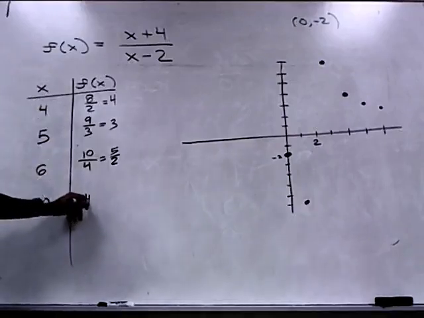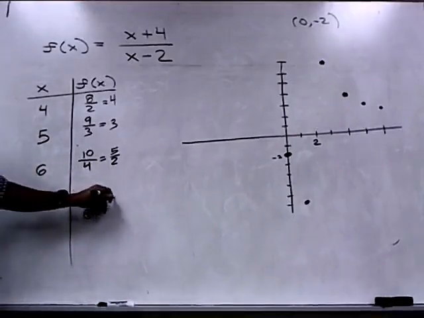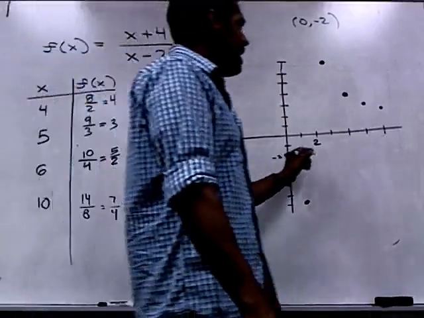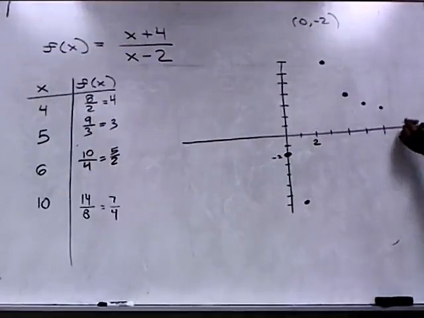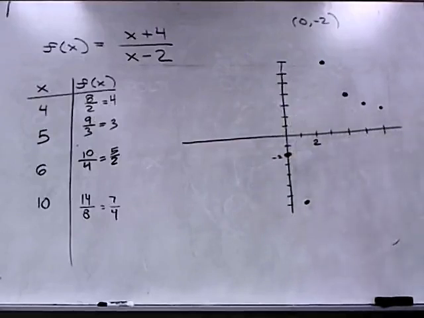14 over 8. What's 14 divided by 8? Well, that's the same as 7 over 4. So if you get on your calculator and do 7 over 4, you get 1.75. Is that right? 1.75. So if I'm way out here at 10, I'm only at 1.75. So 1.75 is about right here, and I'm eyeballing ballpark this now. Does that seem okay to you?